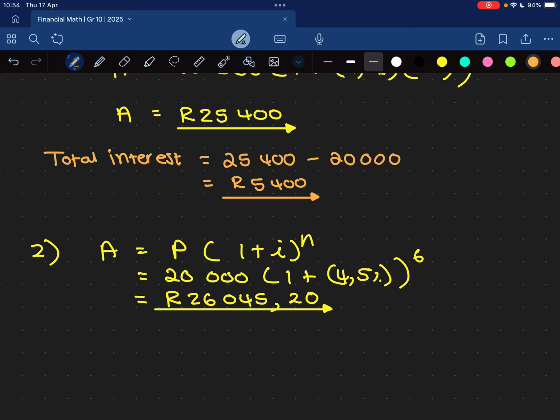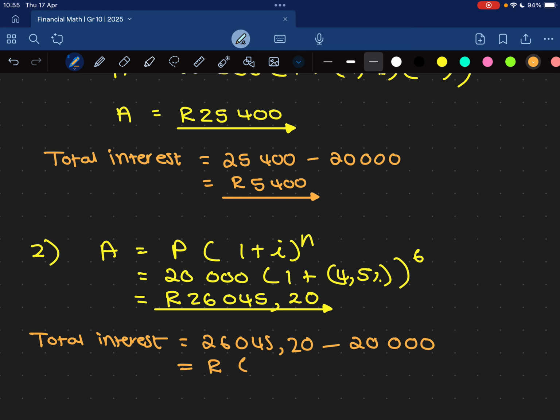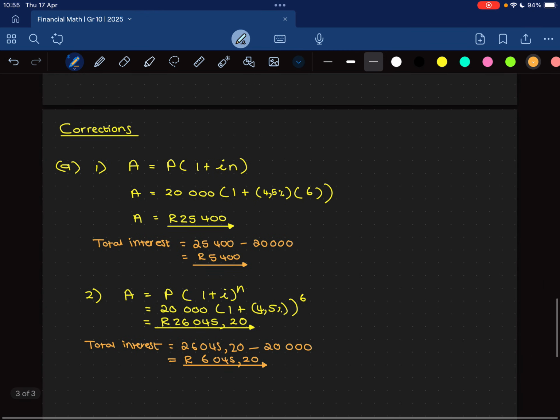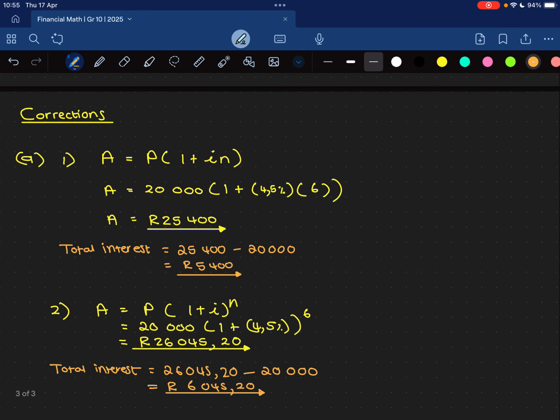Okay, so if I want to know what the total interest is, I'm going to take the A value again, which I just calculated to be 26,045.20, minus the P value, which was 20,000, and you'll get a total of 6,045 Rand and 20 cents.